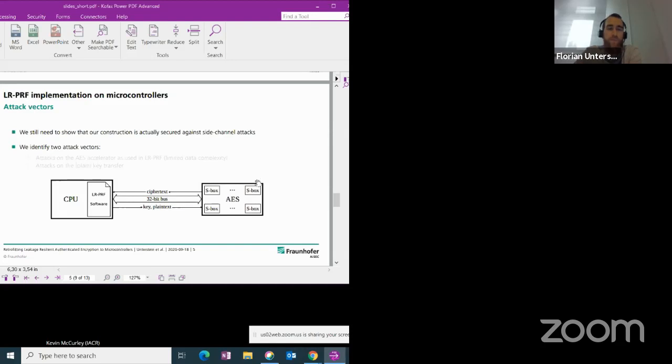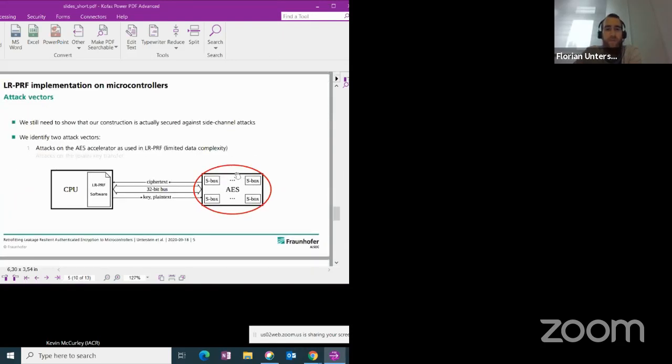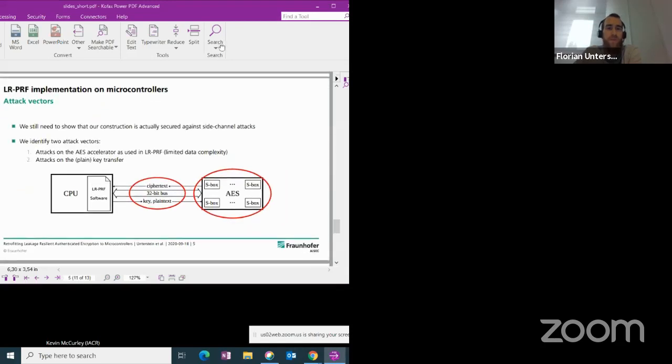For this, we identify 2 attack vectors. The first one is, of course, the AES itself. When we use it in the limited data complexity setting that we have through the PRF, then it should not leak too much. And the second attack vector is the bus transfer of the key and the ciphertext, because this will be the key for the next iteration. Since this is not a security controller, but just a common microcontroller, the bus is of course not encrypted. So the key goes over the bus in plain, and therefore we also need to consider this attack vector.